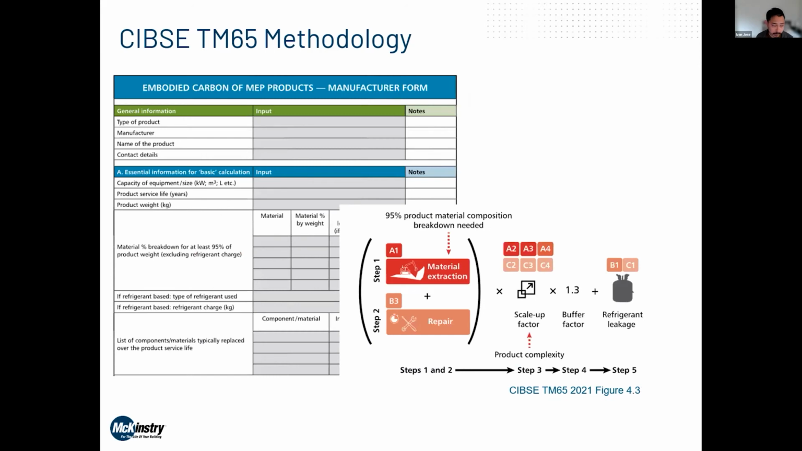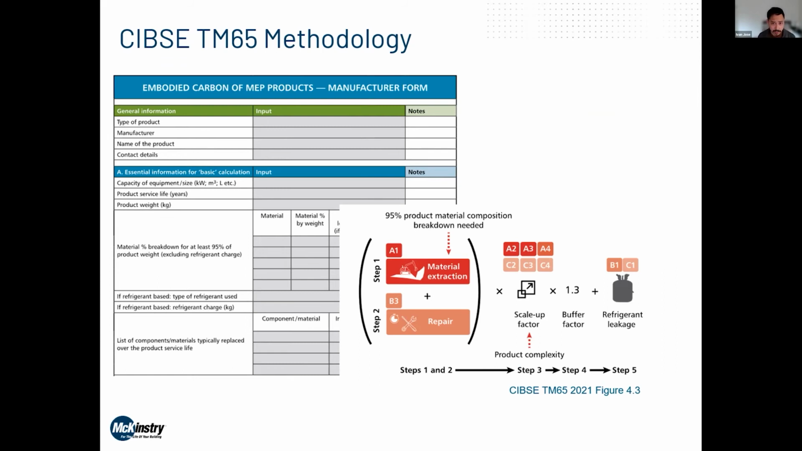So what that exactly looks like is you have this basic form that you would provide to a manufacturer of the product, where they would report on that product's weight, the different materials that might exist in that product, and the percentage of that material of that product, and then send that over to you. So the first step would be to get this data from the manufacturer, and then get the A1 or material extraction of that raw material.